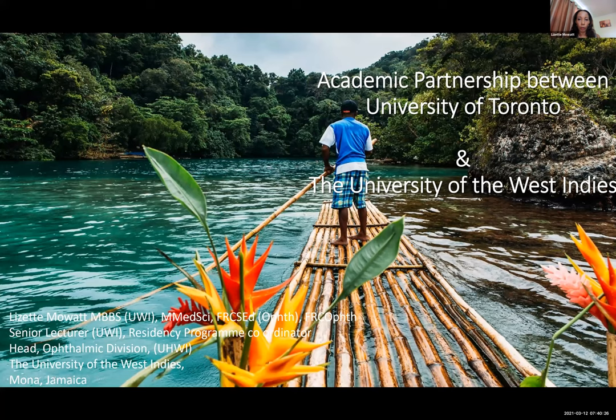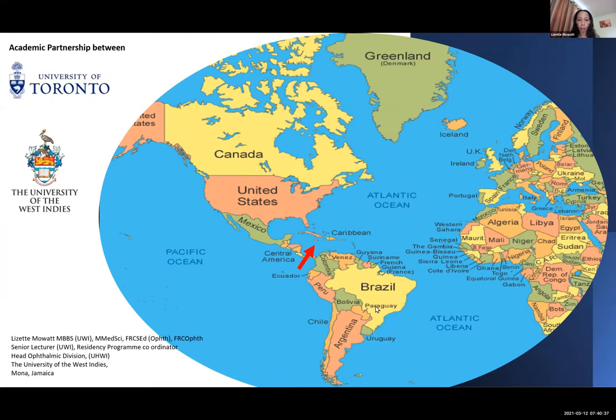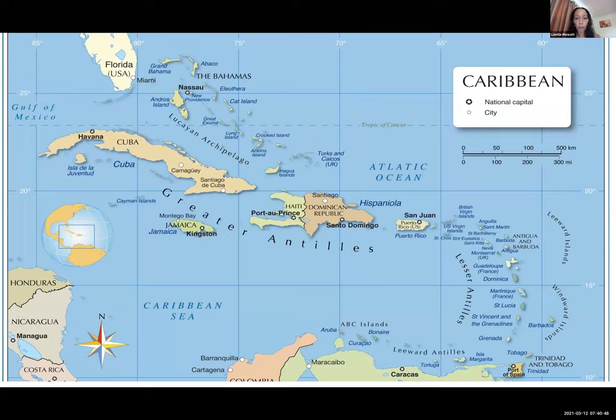So for those who may not know where Jamaica is, I've put up a global map to show where we are, which is this little small island in the Caribbean. We're actually the third largest island in the Caribbean. And if you look, the largest is Cuba, and then we have Haiti and Dominican Republic, but we are the largest English-speaking island in the Caribbean.